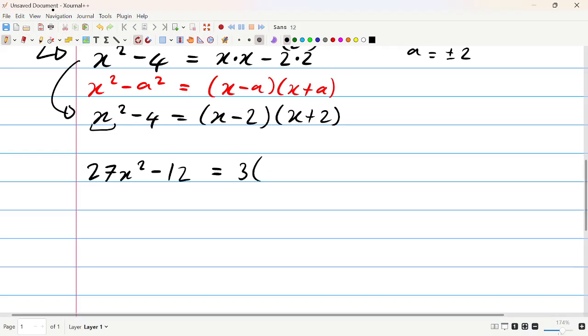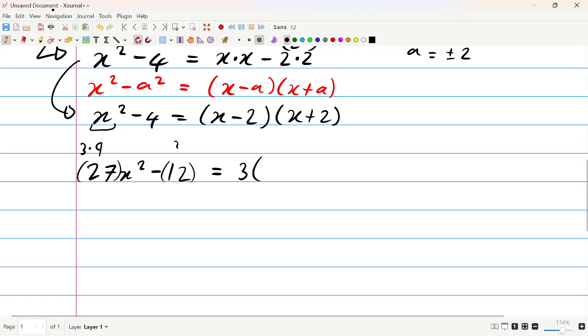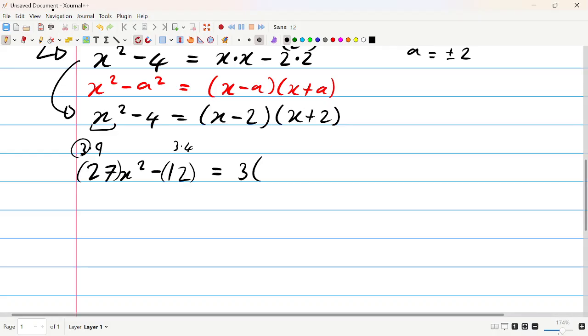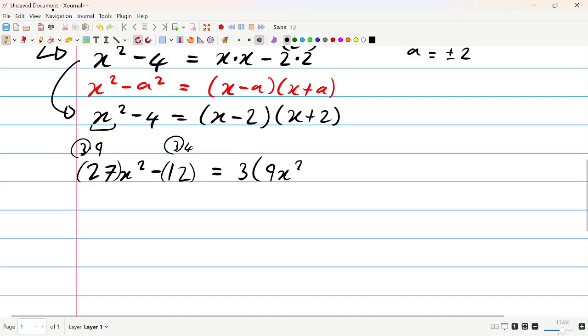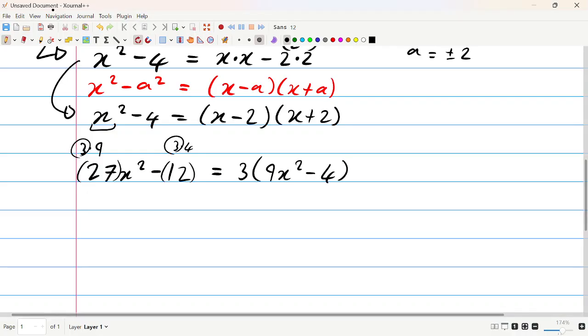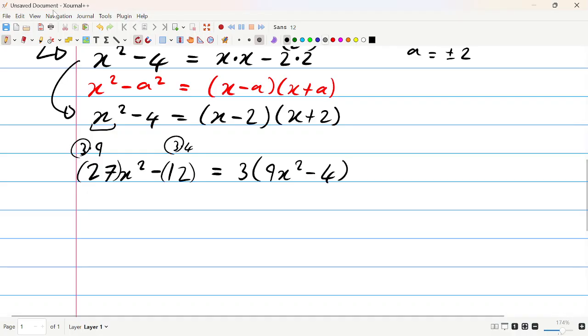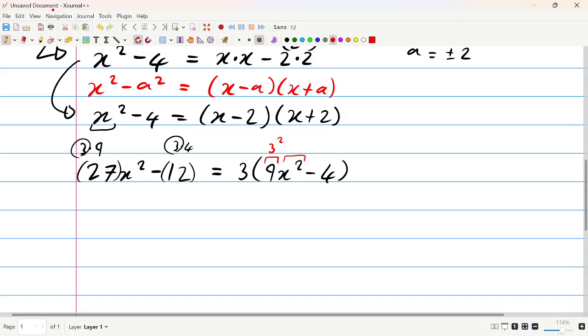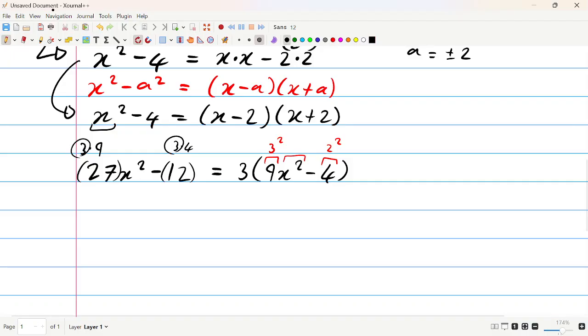You can actually just break it up, such as 3 multiplied by 9 for the 27, and for the 12, you can write it as 3 times 4, meaning you can take out 3 as a common factor, and then you'll just be remaining with the 9 and the 4 in the bracket. So it'll be 9x squared minus 4. Alright. Now what do you notice from this? 9 is a perfect square, which is 3 squared. x squared is also a perfect square. And 4 is also a perfect square, such as 2 squared. So therefore, what do we notice?